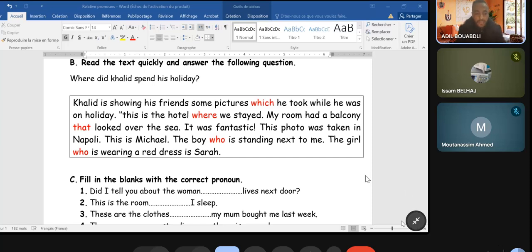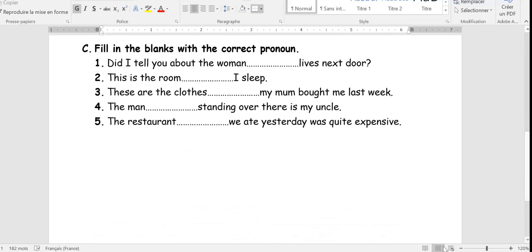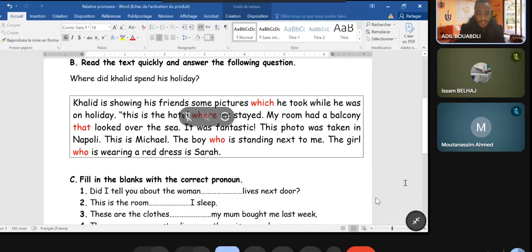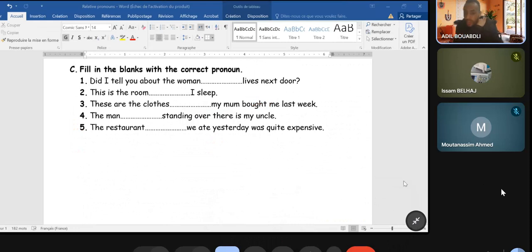So now let's move on to the activity. I have an activity here, so let me scroll down and then we will do the activity. All right, so this is the activity. The question is: fill in the blanks with the correct pronoun. So we talked about where, which, that, and who. We need to fill in the blanks, these blank spaces, using these relative pronouns. I'll give you some time to do the activity.